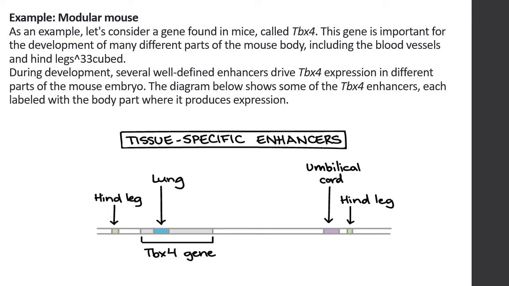And here we can see the diagram. The diagram below shows some of the TBX4 enhancers, each labeled with the body part where it produces expression. In the evolution of development, enhancers like those of the TBX4 gene are called tissue-specific enhancers, and they control gene expression in a certain part of the body. Mutations of tissue-specific enhancers and silencers actually play a key role in the evolution of body form.